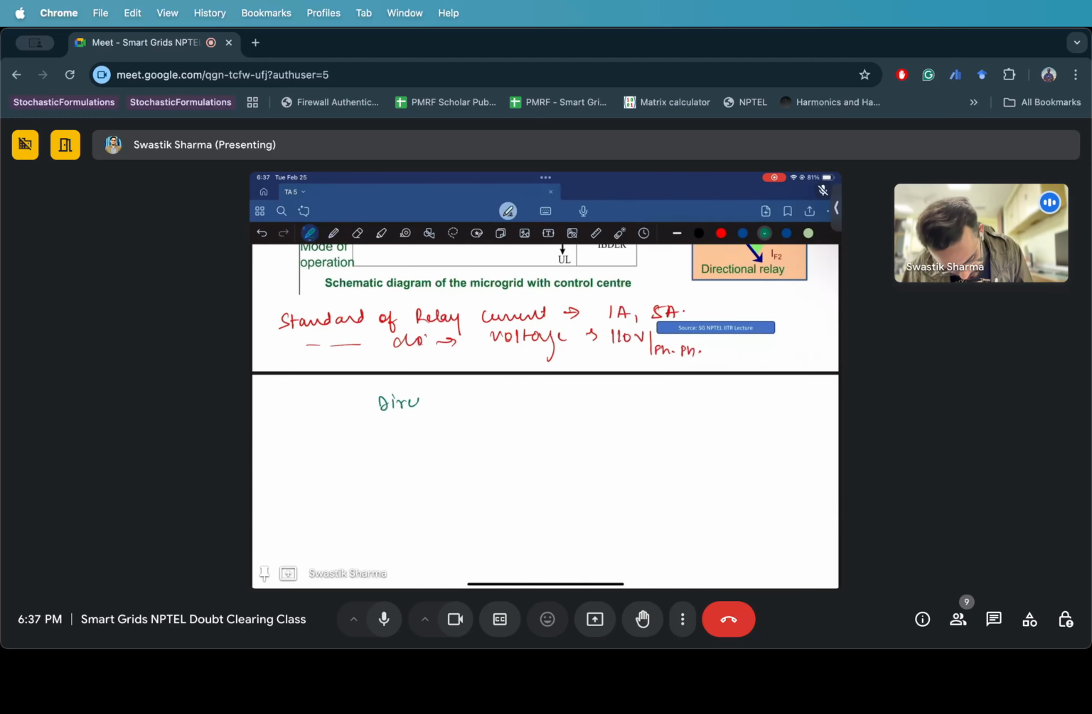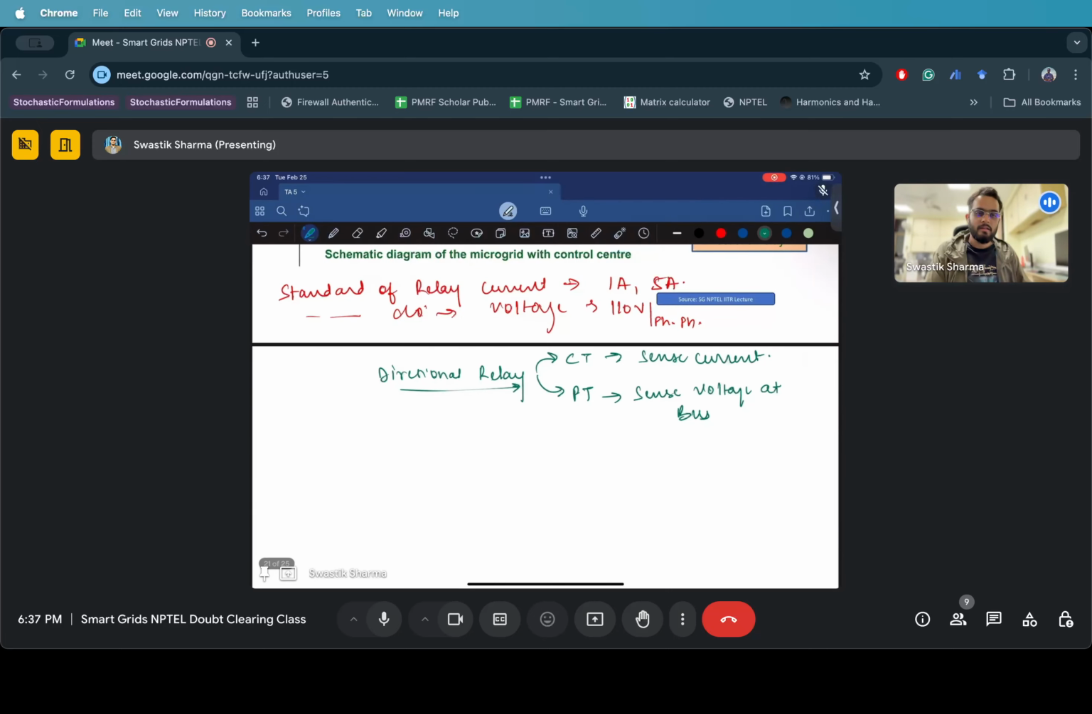So directional relays have both CT and PT. PT is used to sense voltage at the bus, and CT is used to sense current. Now, the phase angle with respect to this polarizing quantity, which is the voltage at that bus, is used to see how the phase angle lies with respect to the voltage. And let's say phi is between 0 to 180 degree. We say that the fault is behind the relay.